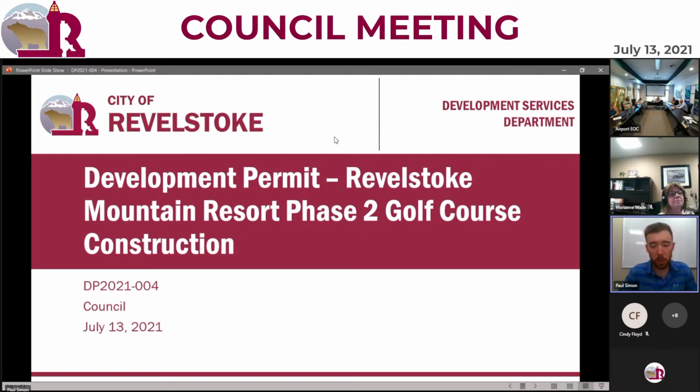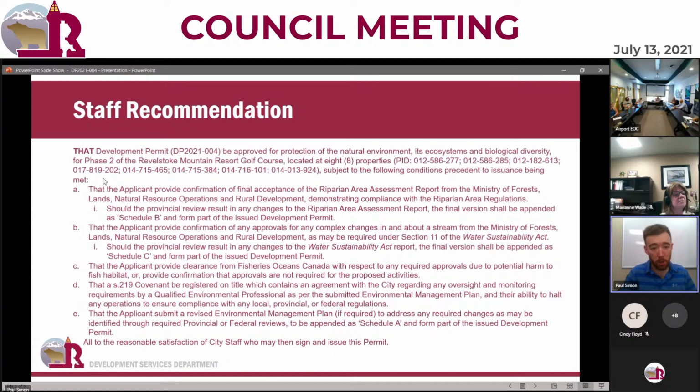So the development permit application that is before council today, in addition to the previous presentation that Ms. Wade just completed, is for the Revelstoke Mountain Resort Phase 2 golf course construction. Staff are recommending approval. This is a very long resolution, recommending approval of the development permit but withholding issuance of it. There are conditions precedent to issuance that need to be met before the permit is issued that allows for construction.